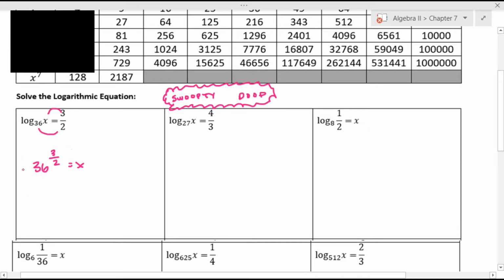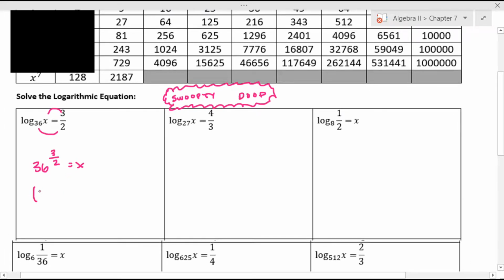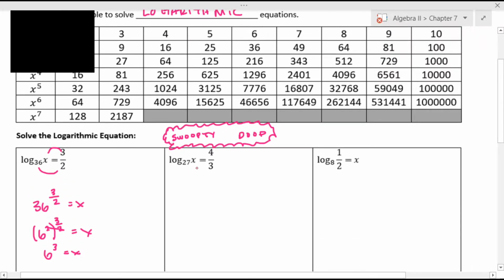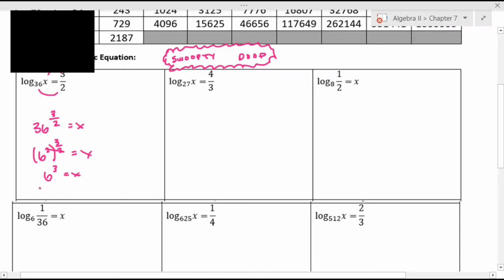All right, so I'm going to rewrite 36 so it's to a power of 2. Just like we did before, 36 is 6 squared. So I can rewrite 36 as 6 squared to the power of 3 halves is equal to x. Those 2's cancel out and I get 6 cubed is equal to x. So I look over here on my chart. 6 to the power of 3 is 216. So that's what x is. 216 is equal to x. All right, let's keep going.